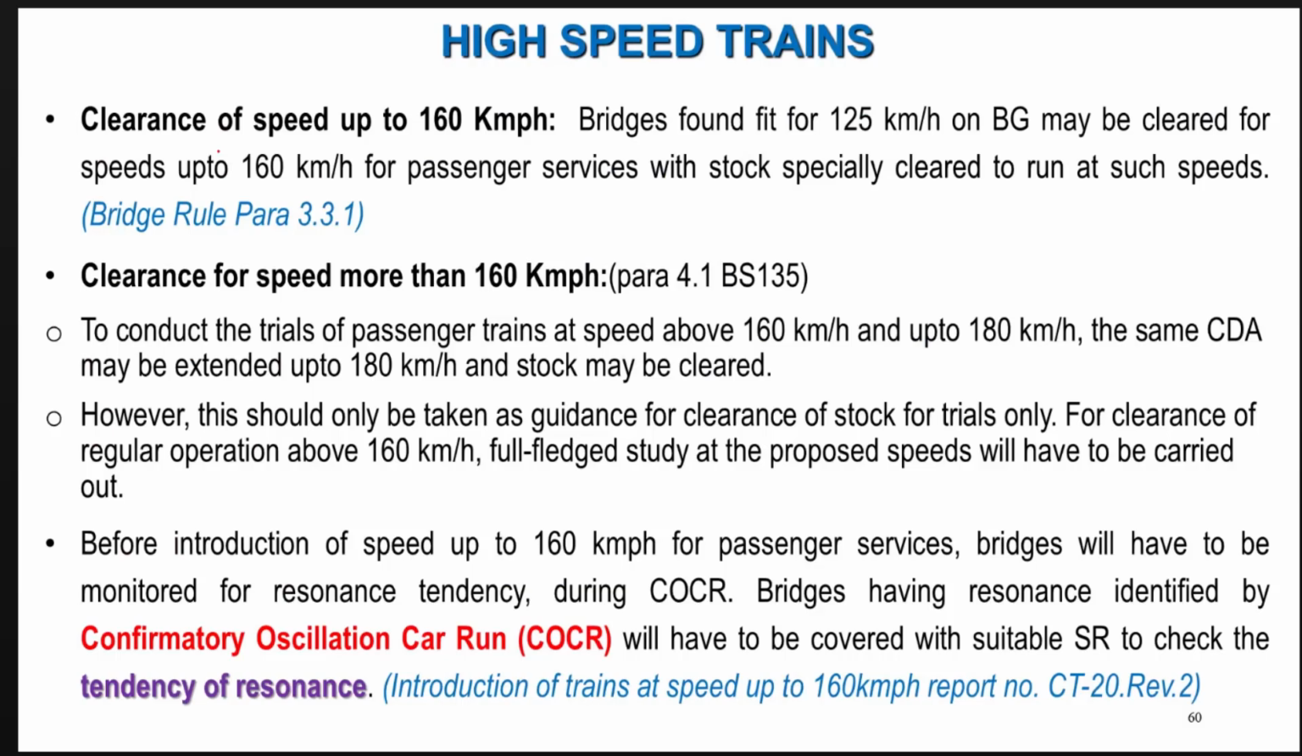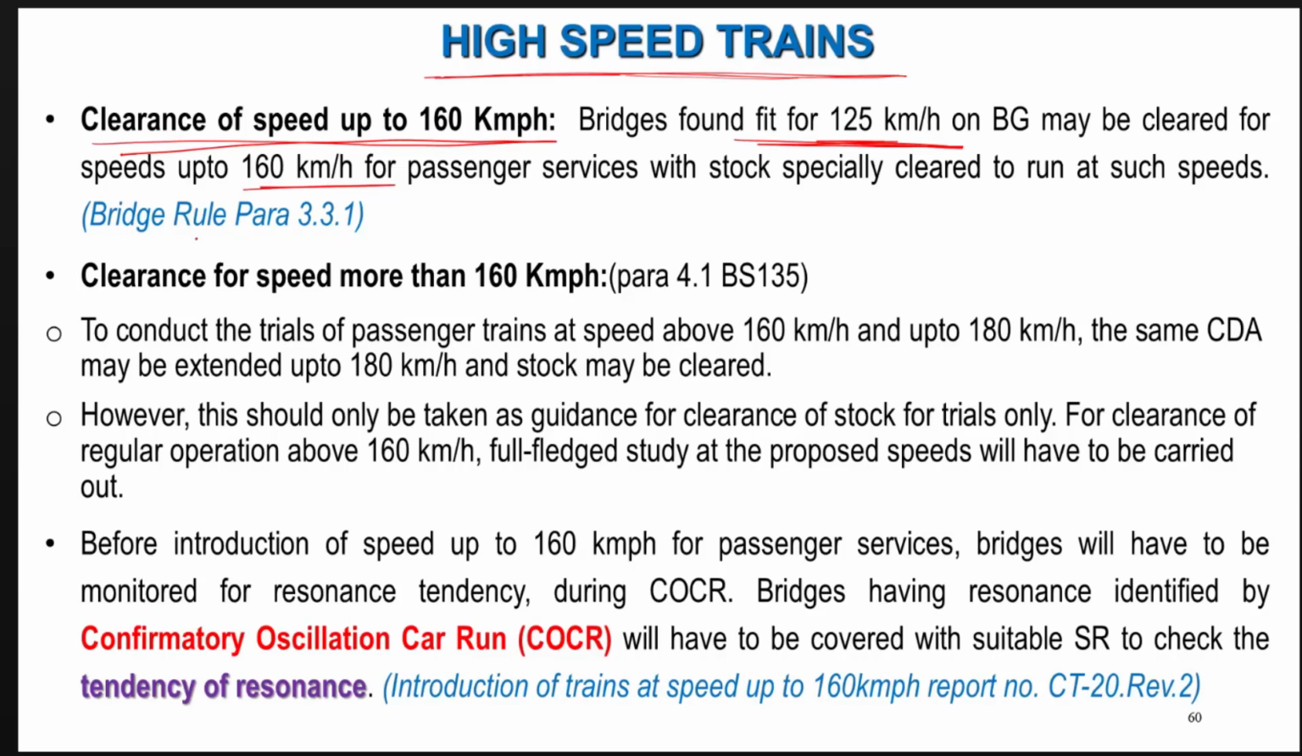Now we will discuss the high speed train: what to check for a high speed train and how to allow it. The bridge rule says to allow high speed loads, clearing of speed up to 160 kmph. In fact, our bridge rule maximum speed is designed for 125 kmph. The VD is 125 kmph. So for VG, one clause of the bridge rule says that whatever bridge is cleared for 125 kmph can also be cleared for speeds up to 160 kmph for passenger services with stock specifically cleared to run at such speed.